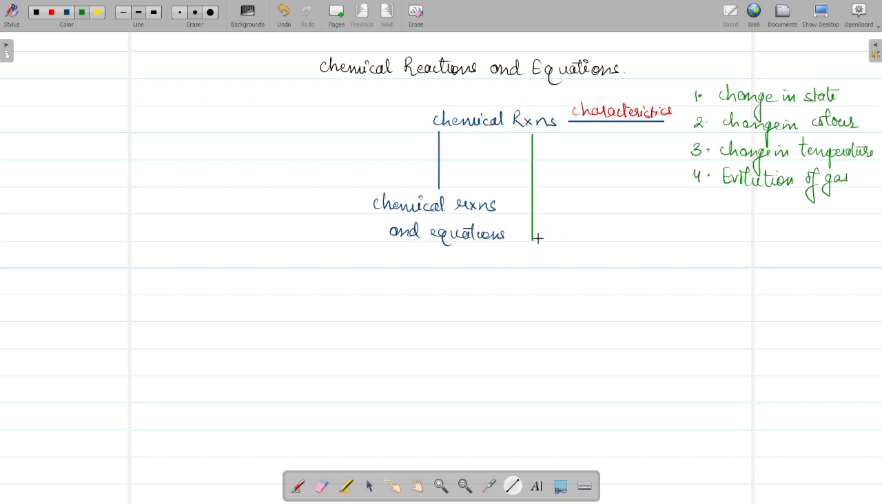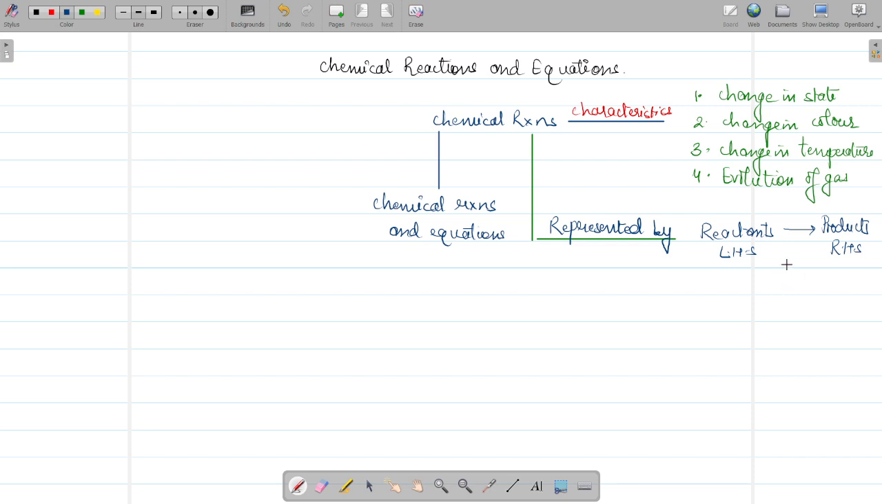Now, another thing which we should know about this is the chemical equation representation. Whenever we are talking about the chemical equation representation, we have the reactants. Always remember that the reactants are written at the left hand side, and then we have the products. The products are always written at the right hand side.